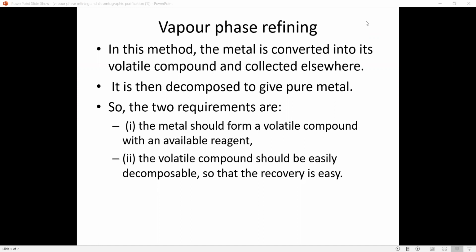Now, in this method, only the metal should form a volatile compound, while the impurities should be unaffected. The second criterion is that the volatile intermediate compound should be unstable. That is, it should decompose on heating at practically attainable temperatures to give the pure metal. The vapor phase refining is made use of in two techniques that we shall see in the next slides.